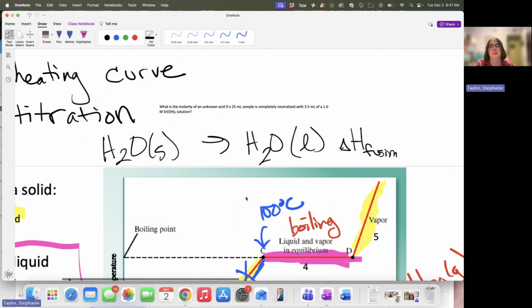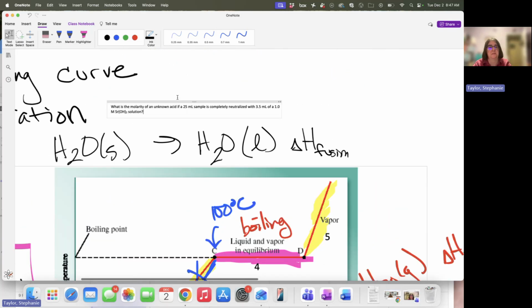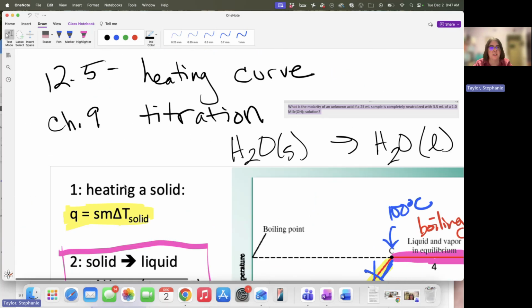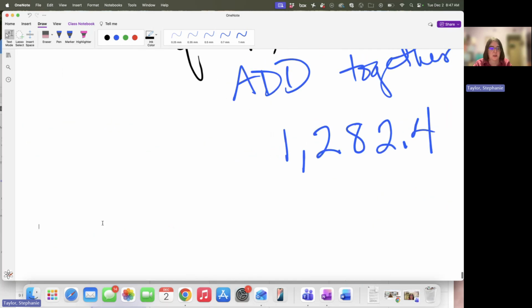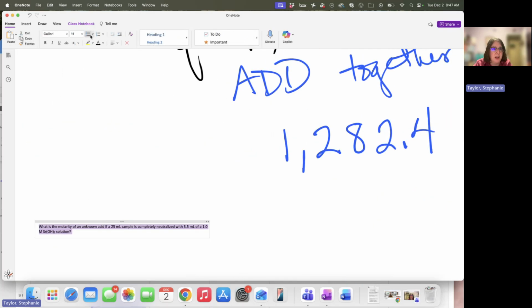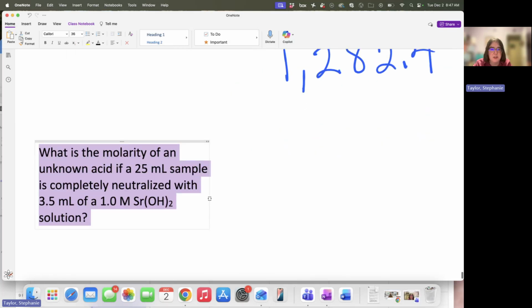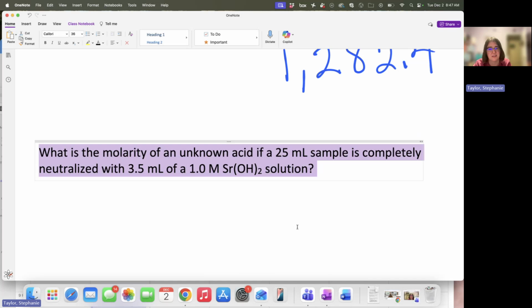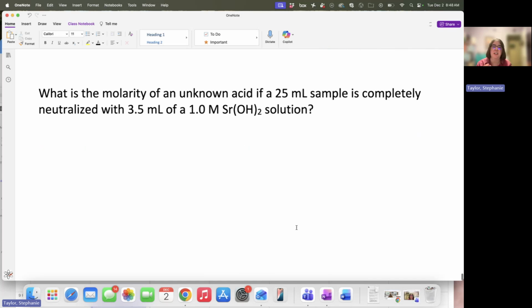The last thing was to do a titration. Take a deep breath. So these were questions that were asked by my class in advance. And honestly, they're good questions because they are long. So what's the molarity of an unknown acid if a 25 milliliter sample is completely neutralized with 3.5 milliliters of a 1 molar strontium hydroxide solution?